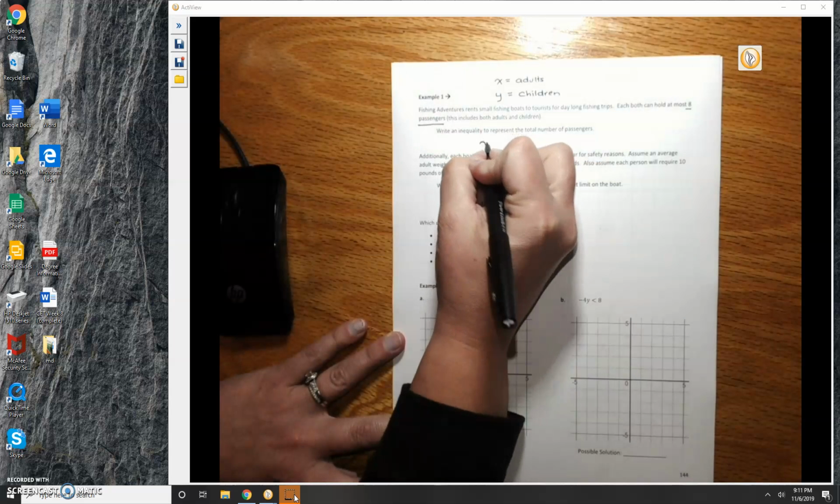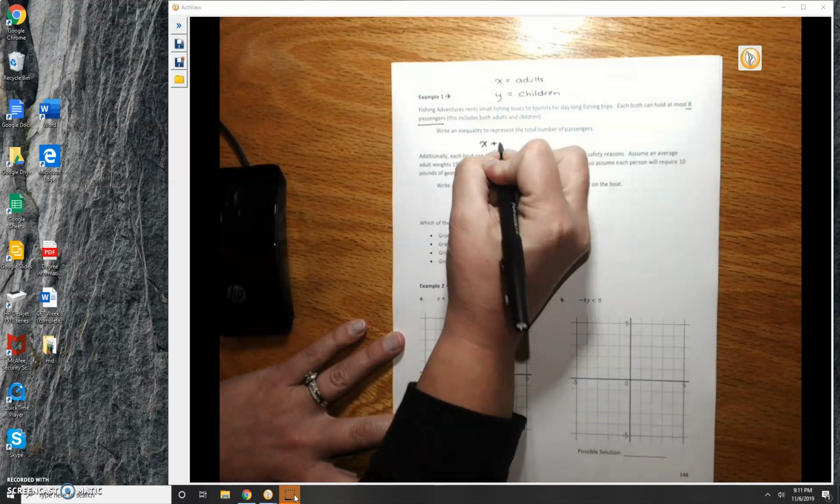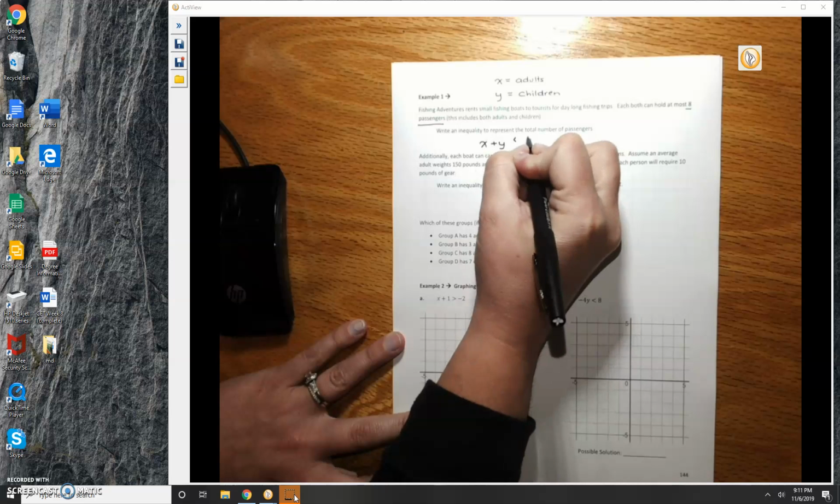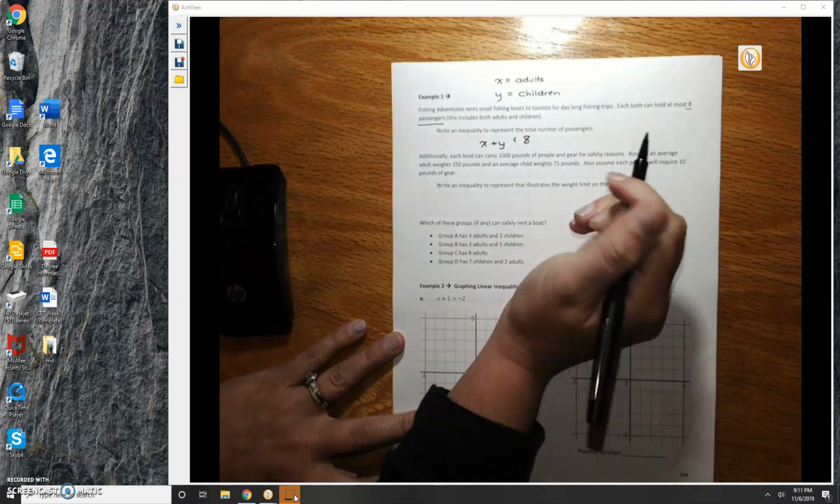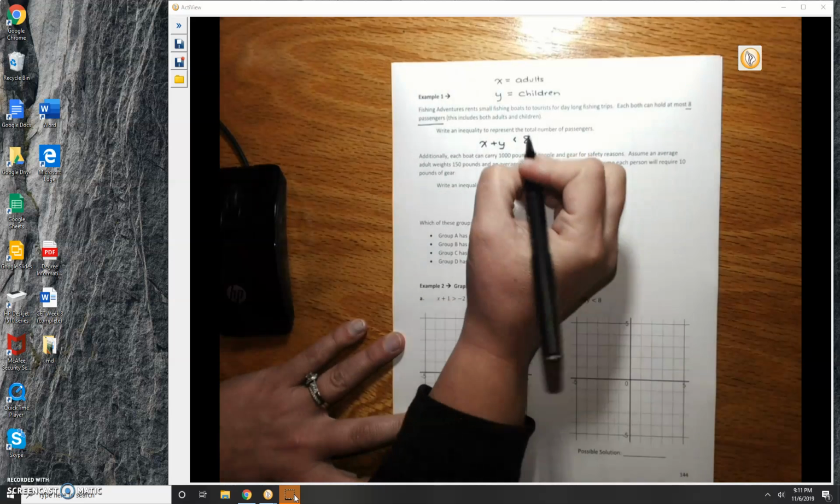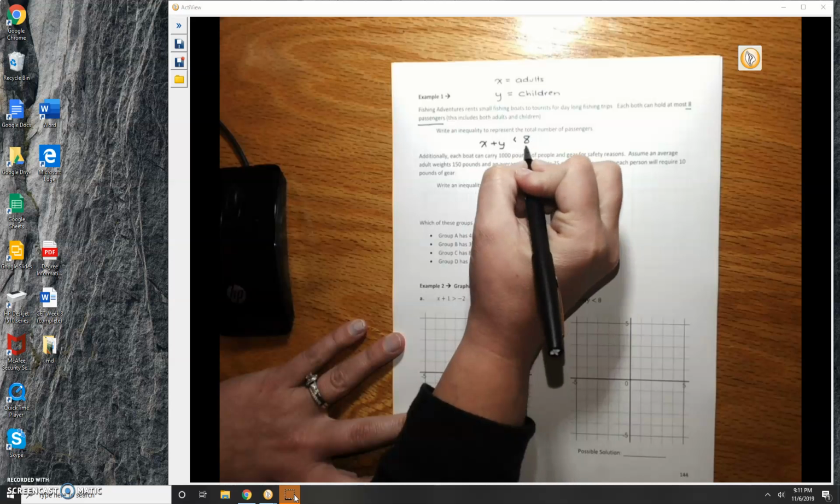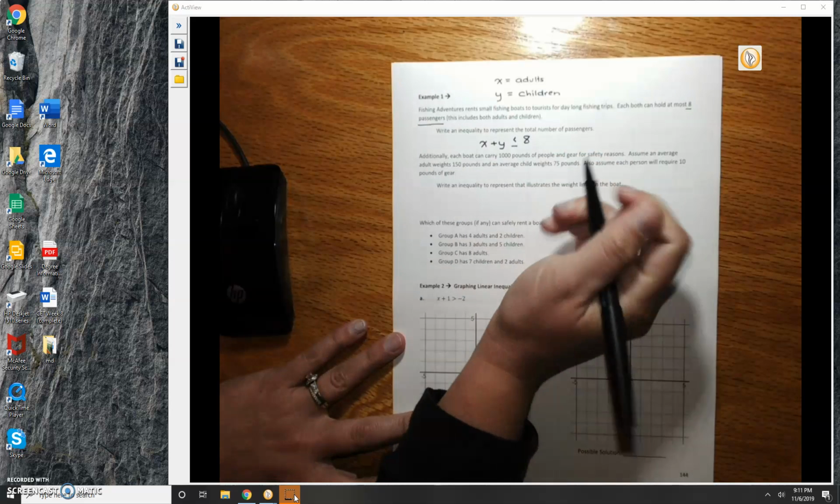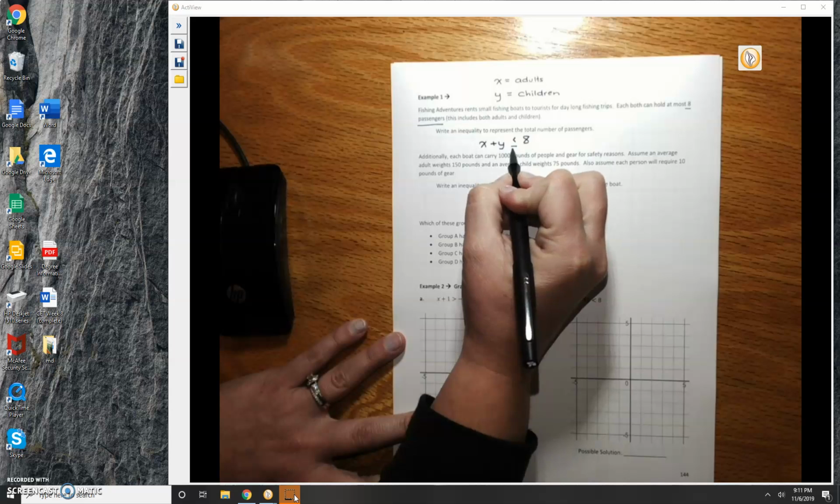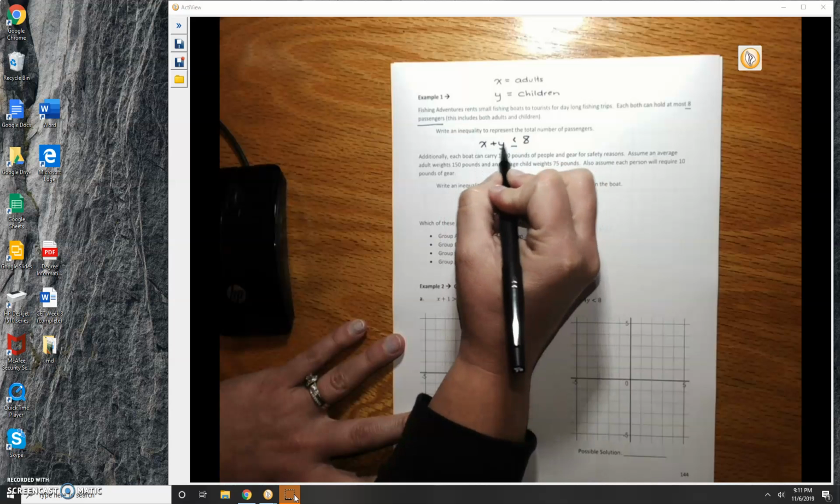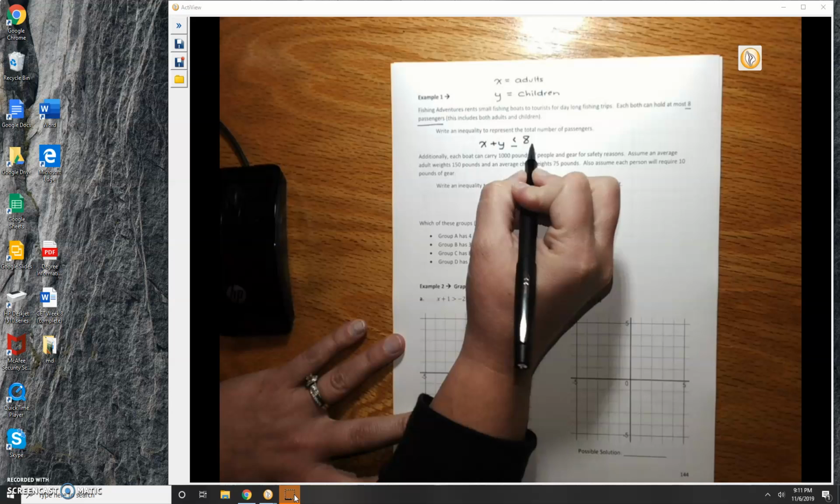Well, I know that my adults plus my children have to be less than 8. Now, I'm going to add one final thing. Could we be exactly 8? Yeah, we could be exactly 8. So I'm going to include that equal sign. So if I add up my adults and children, it has to be less than or equal to 8.